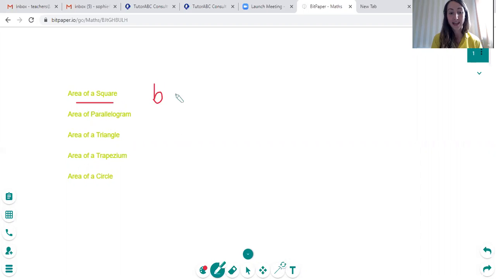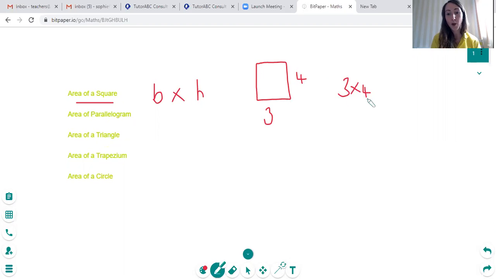The formula for this is base times height, or length times height. So if I have a square that looks a little bit like this, where one length is 3 and the other is 4, then I would just do 3 times 4, which equals 12. So my area of that square would be 12. Nice and easy, we do one length times the other length. It's the same if it's a rectangle. If it's a square, the lengths should actually be the same. But if it's a rectangle, this length along here might be 7 rather than 3, and so you just do 7 times 4. The process is exactly the same. So that's the area of the square: one side times the other side.